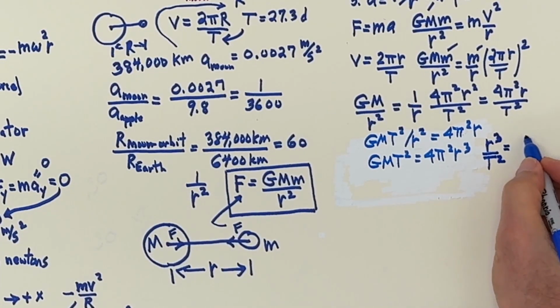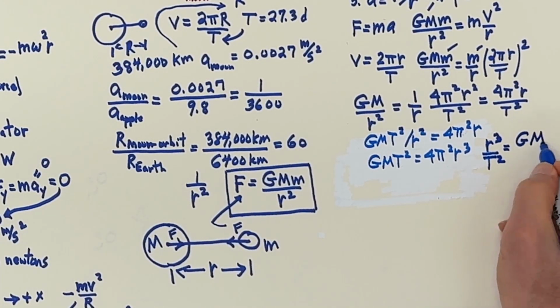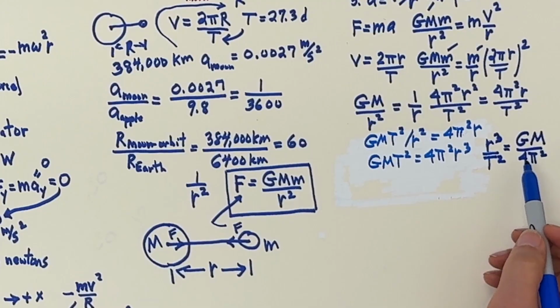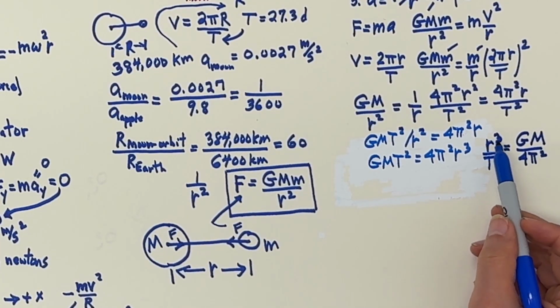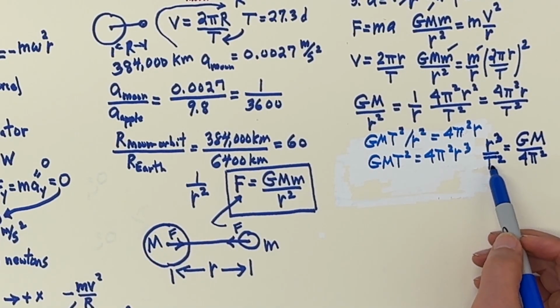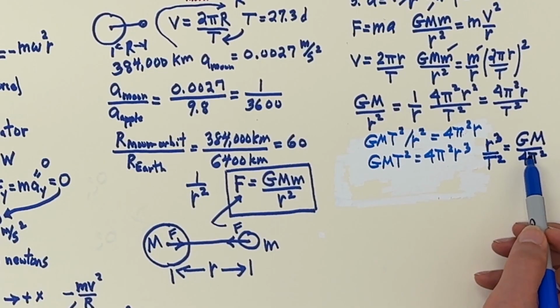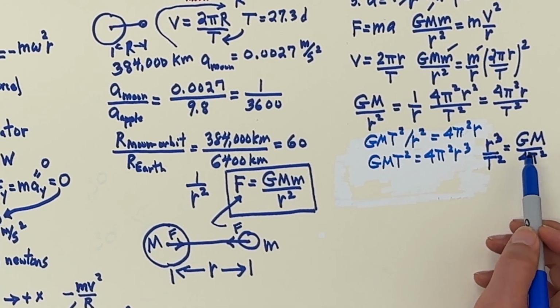We're going to get G M divided by 4 pi squared. Now this is remarkable. Not only do we have the relationship, but we also have the constant. And in the next section, I'm going to talk about finding that constant.